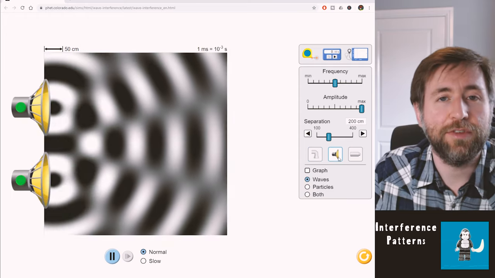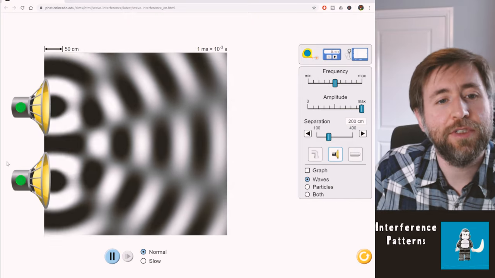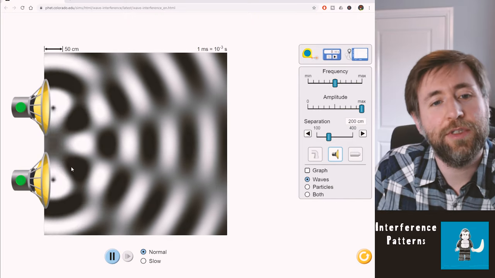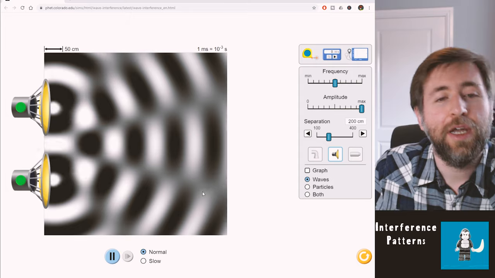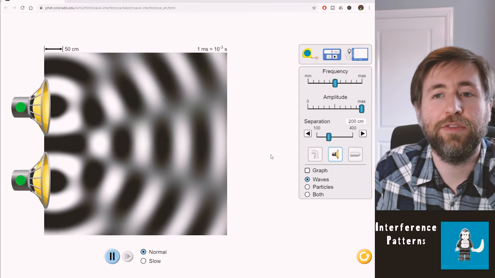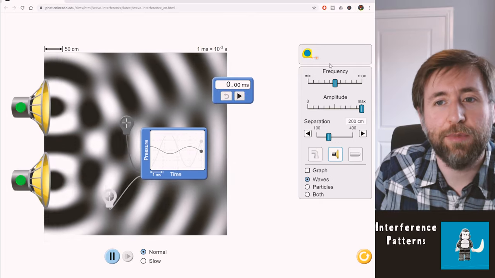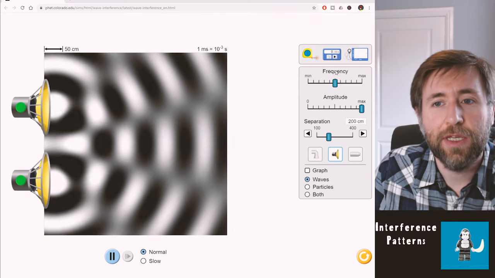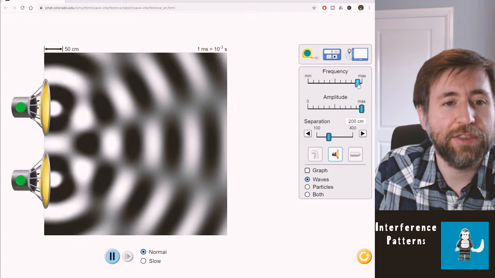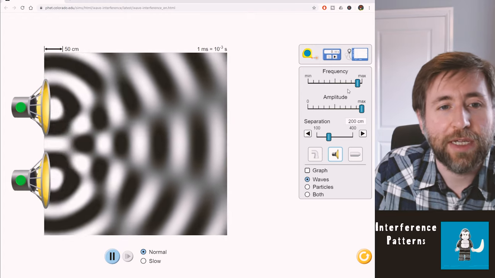The same can be said of sound, and you get these points of destructive interference and constructive interference, where you get no sound at all and where you get maximum energy transfer. And you can also make measurements of these different points by using all these different measuring tools that they have on the simulation. You can change frequency and observe how that changes the distribution of those maxima and minima.